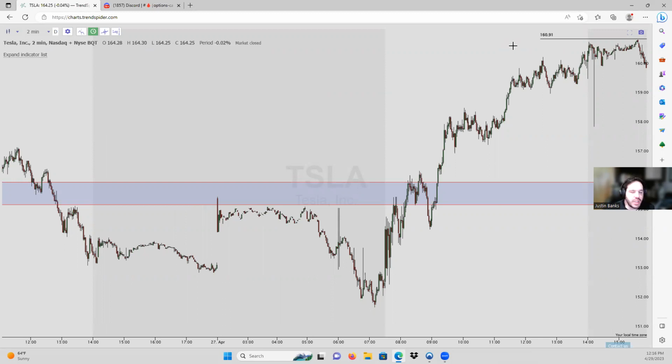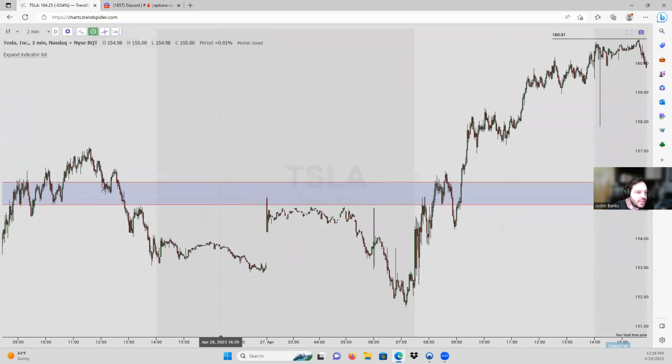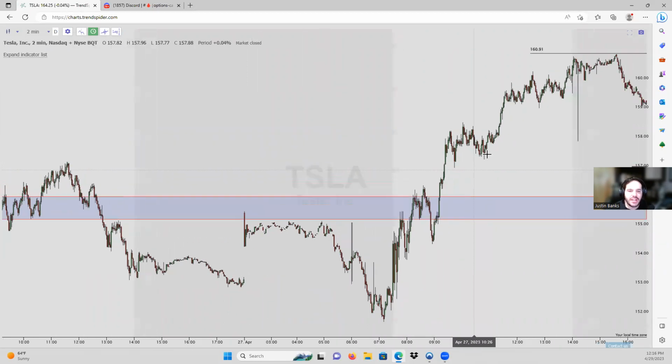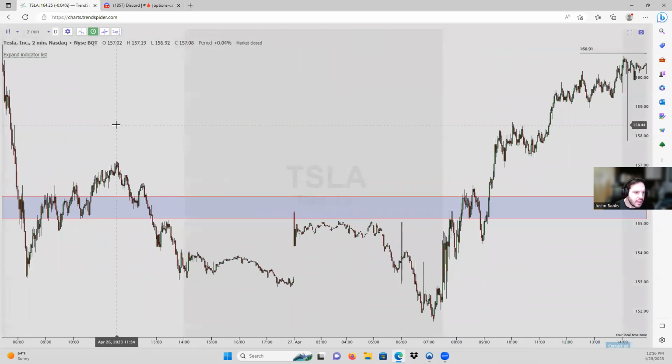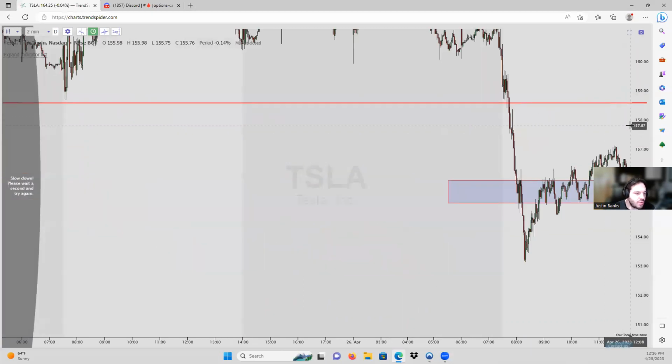So the first one I want to get started with is going to be Tesla and the call that we took on the 27th that went 275%. So when we're looking at supply and demand zones, what are we looking at, right? What is it that we're actually trying to find? Start with the first question.